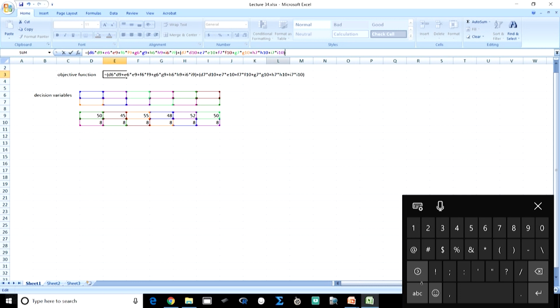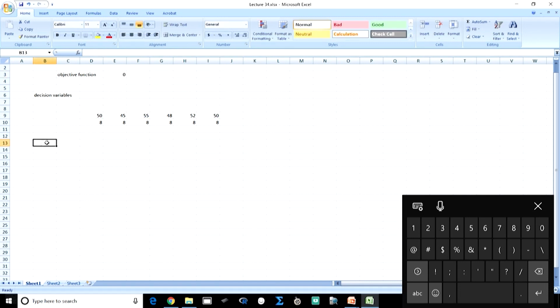Now you see, next is the development of the constraints. Since in our cells from D6 to I7 we have 0 values, there are no values available.